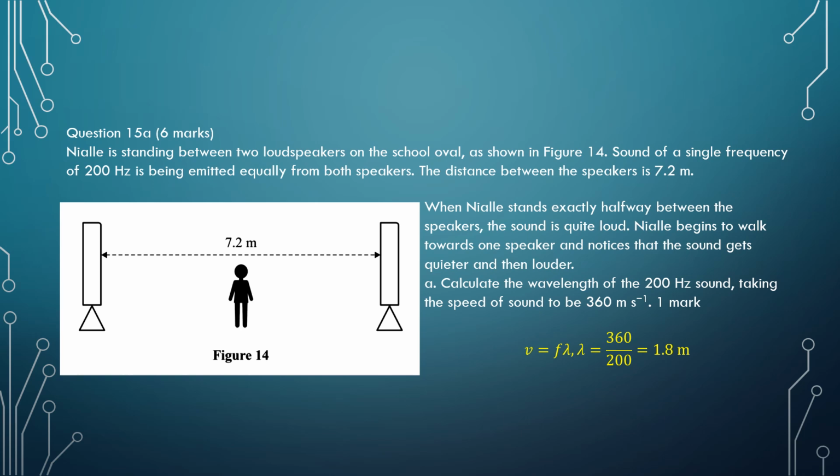We know the value of frequency and speed. The speed is the product of frequency and wavelength. So, the wavelength is speed divided by frequency.